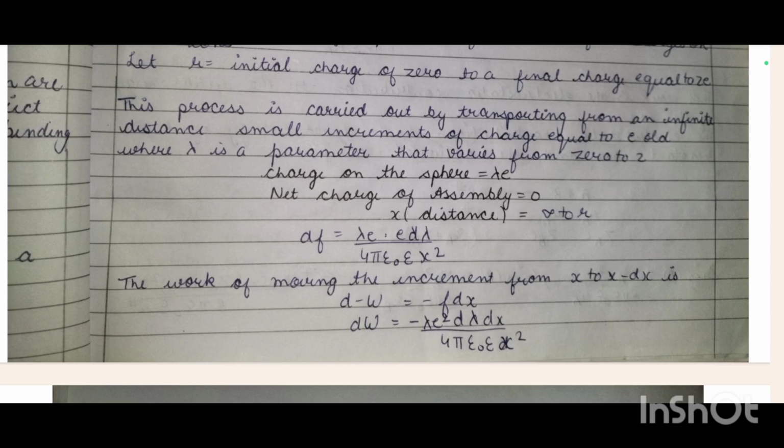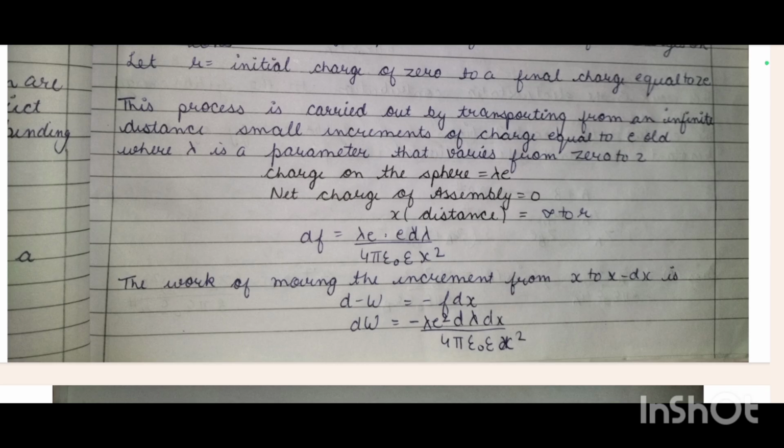to r. dF is equal to e multiplied by d lambda divided by 4 pi epsilon naught epsilon x square. The work done for moving the increment from x to x minus dx is dw is equal to minus F dx.